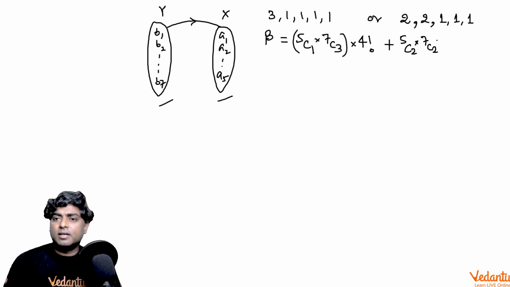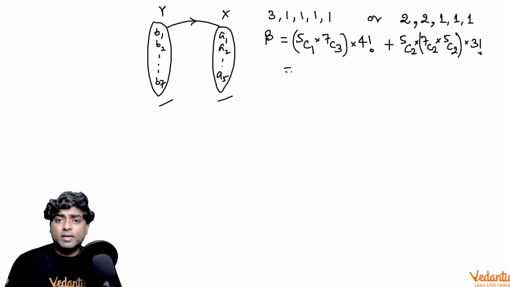So first element done. Now the second element is again going to be engaged with two elements of Y. Which two elements of Y? So remaining 2 out of the remaining 5, 5C2, done. And now we are left with 3 elements of X and the 3 elements of Y. This can be done in 3 factorial ways.